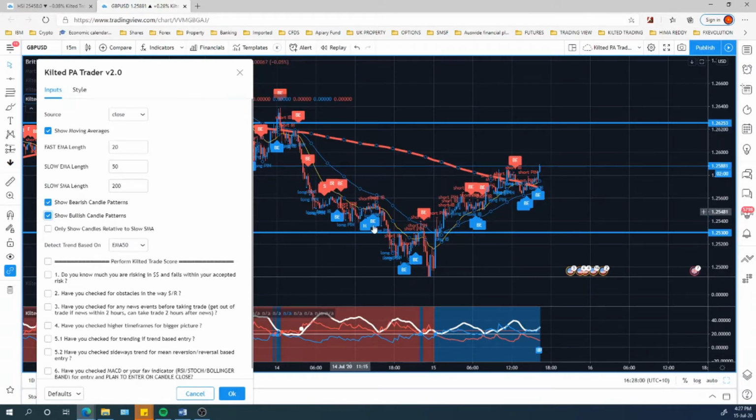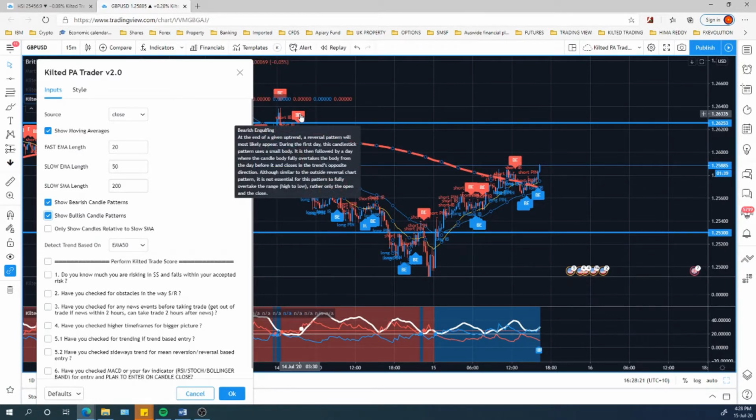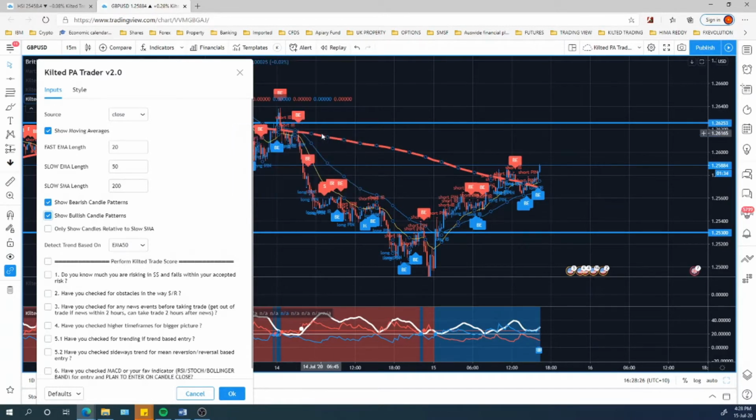What you'll see is the labels for the candlestick patterns. Now we've picked out what we think are the most prominent candlestick patterns that give probable signals. We've got some here, for example, bearish engulfing. If you hover over each one, it's going to tell you a little bit about the pattern itself, but we're all about automating things here, Kilted Trading, so we've got all of these painted on the chart for you.